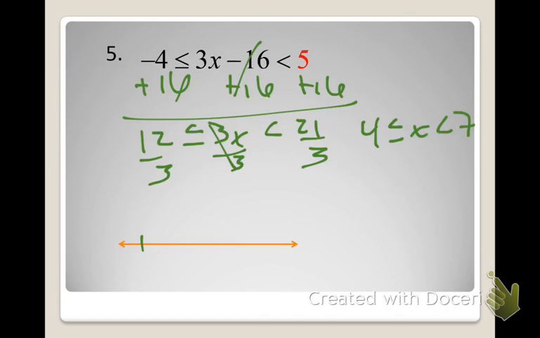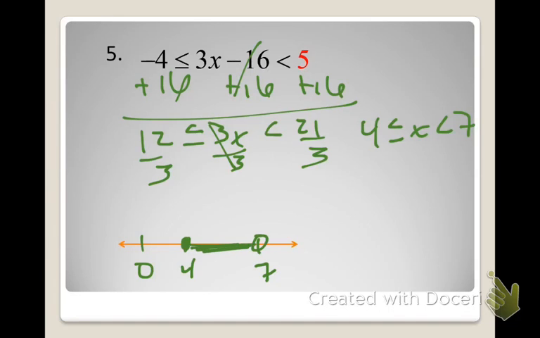Okay? So 0, you're going to go here, 4 here, 7 here, just because I know 4 and 7 are on the right side of 0. Open or closed on 4? Closed. Open or closed on 7? Open. And we want all numbers between 4 and 7.